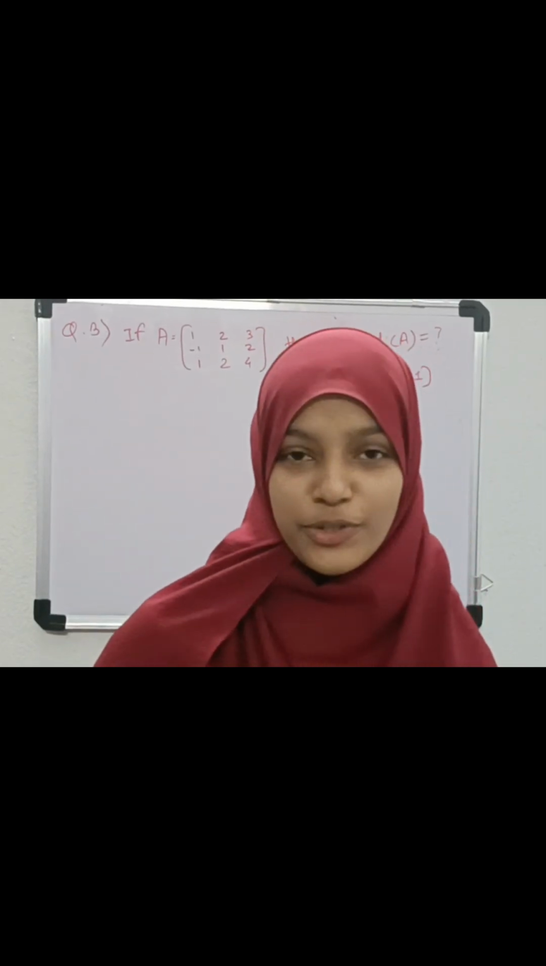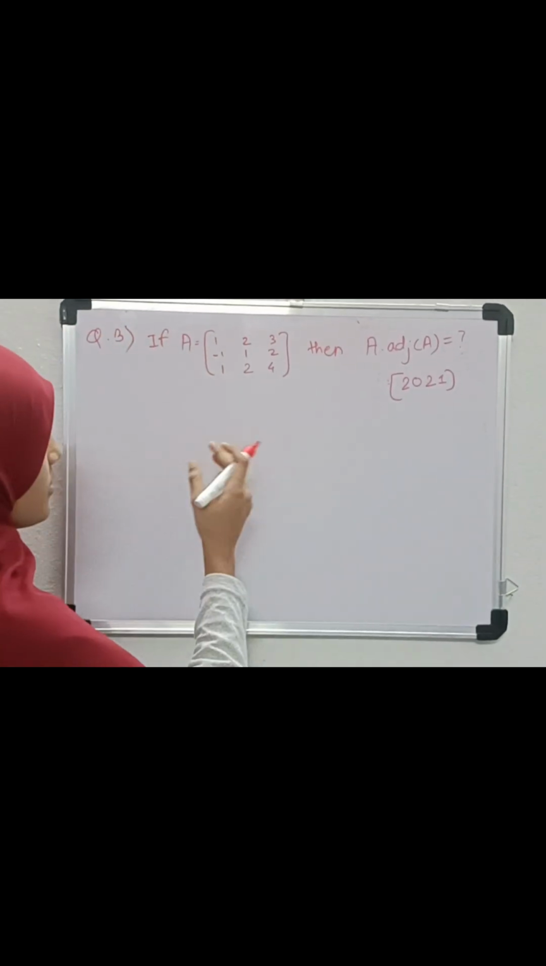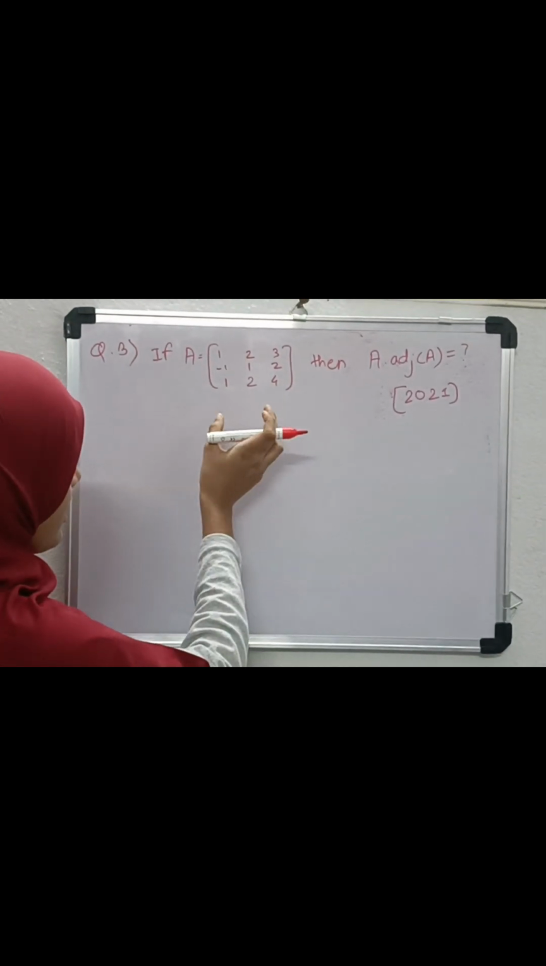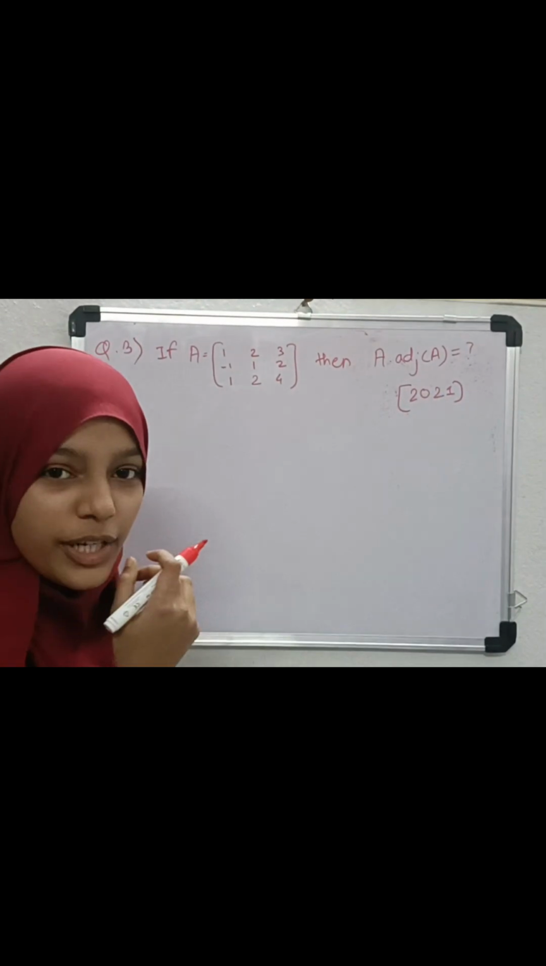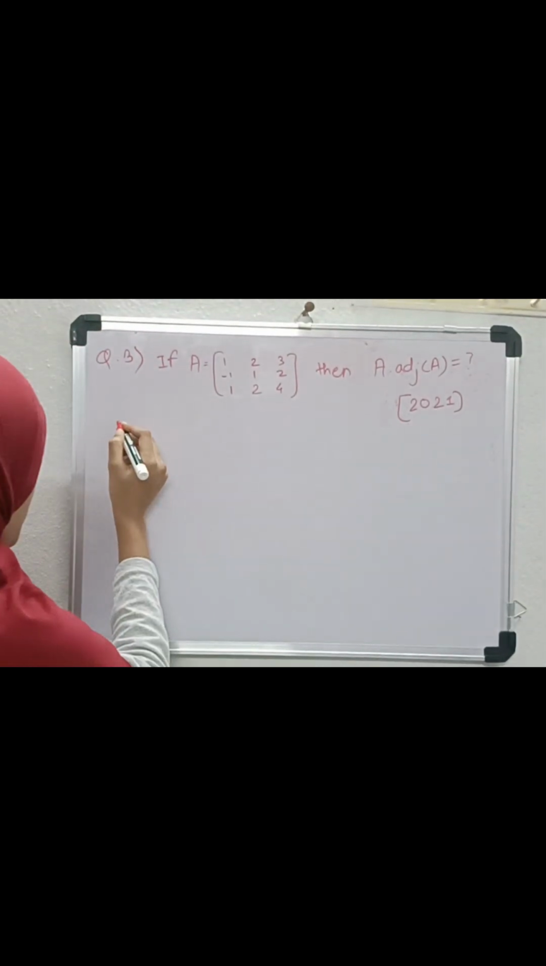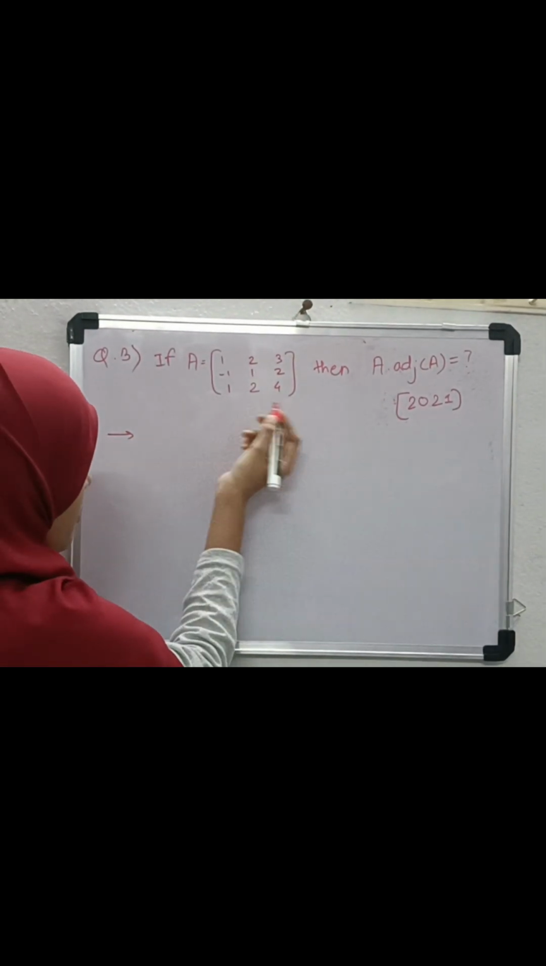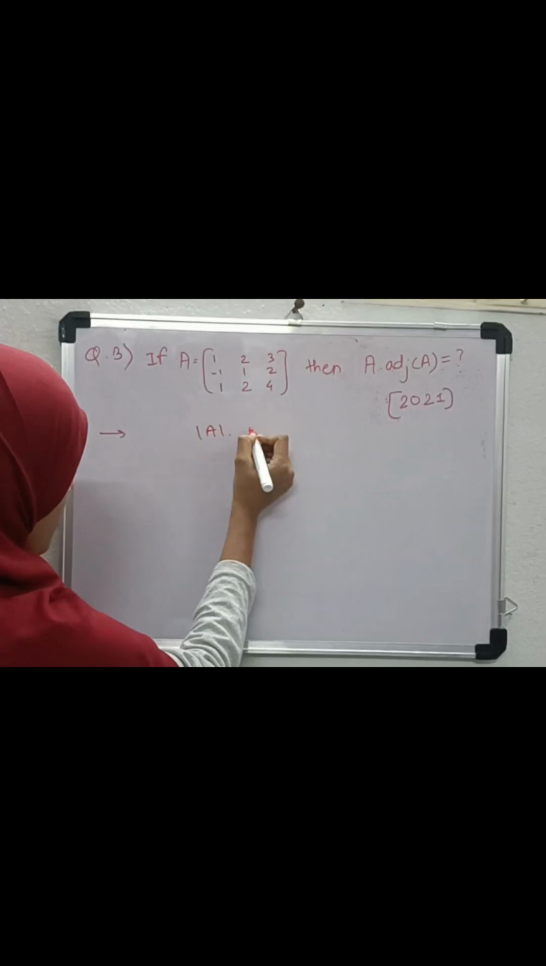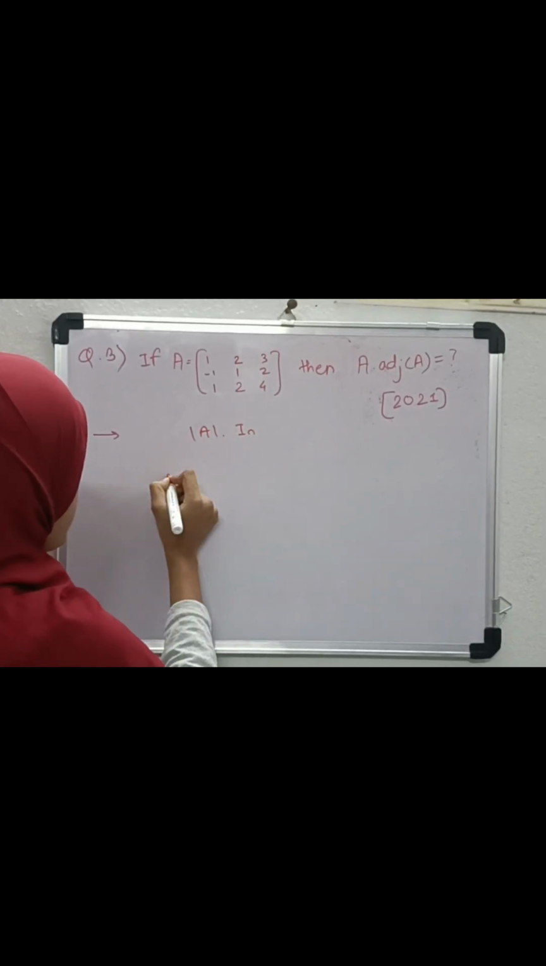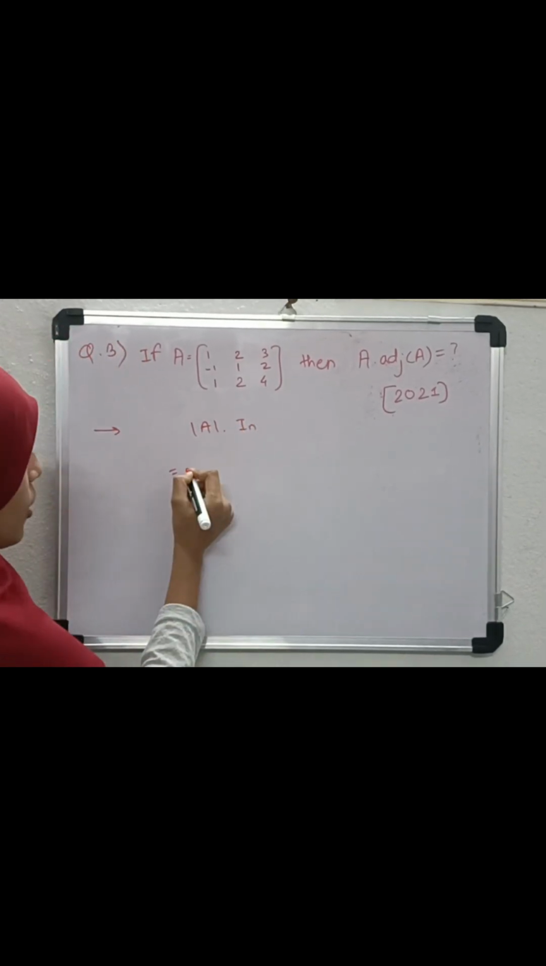Let's move towards the next question of the same trick. Here we have given a 3 by 3 matrix and we have to find A into adjoint of A. This was repeated in 2021. We simply know the formula: A into adjoint of A is nothing but determinant of A into In. So let's first find the determinant of A.